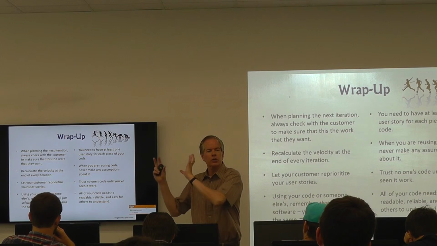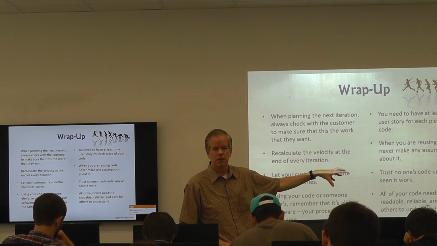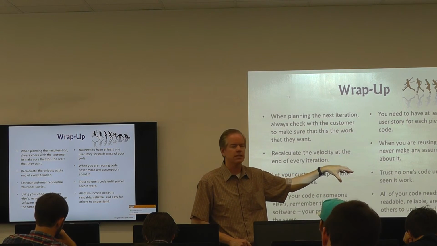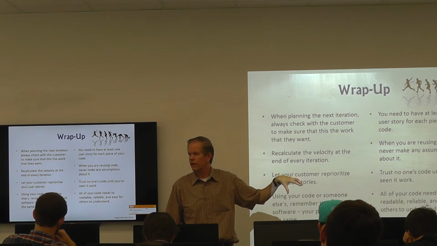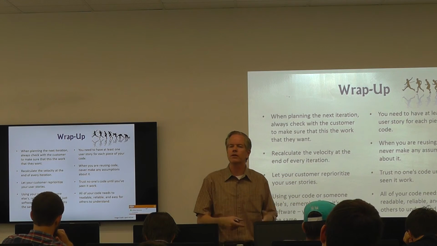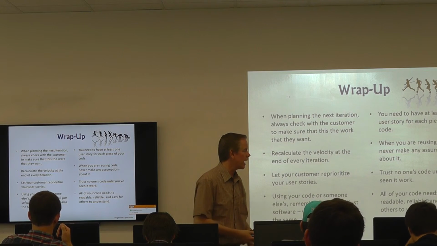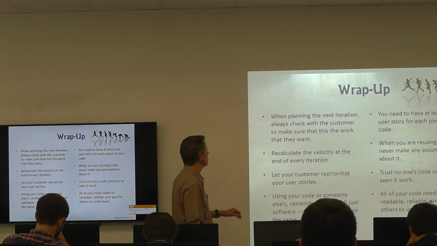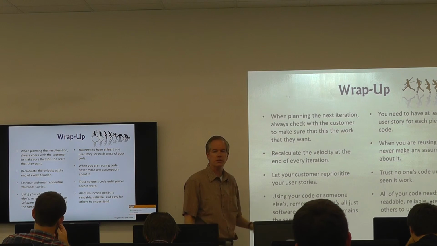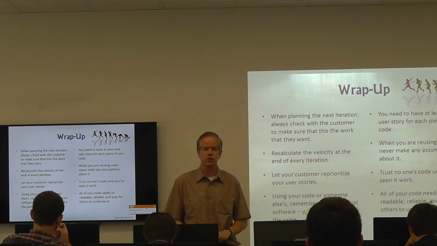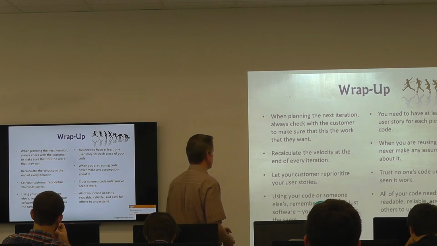So as you start your next iteration, you need to take a look at the metrics that you have from the previous iteration and say, how long does it take my team to develop software? Use those metrics, create a brand new velocity metric for going forward, and you'll be able to produce much more accurate results here. Let your customers reprioritize your user stories. Your customer's in charge of what you do. Let your customer tell you what's most important to them.